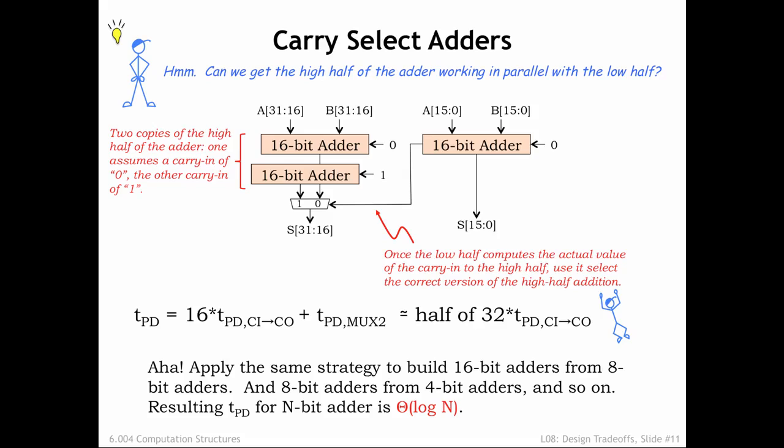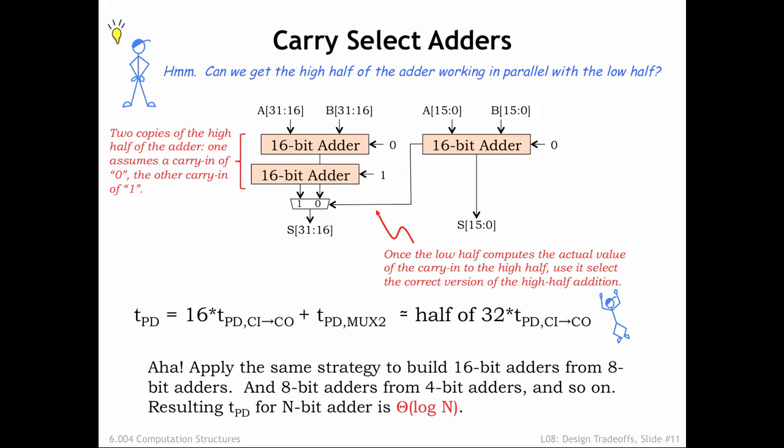At each step, we halve the adder latency and add a mux delay. After log base 2 of n steps, n will be 1, and we're done. At this point, the latency would be some constant cost to do a 1-bit addition, plus log base 2 of n times the mux latency to select the right answers. So the overall latency of the carry select adder is order log n.